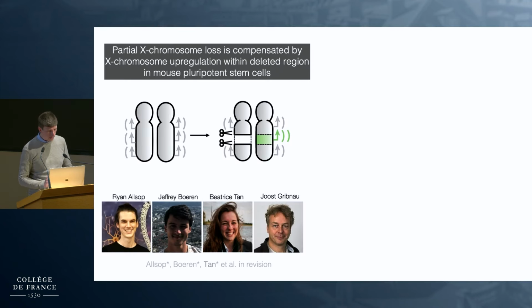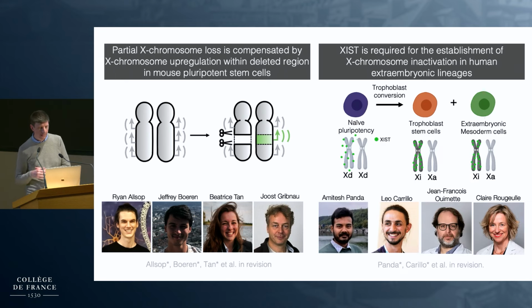So I want to summarize what I said so far. In the first part, we saw that partial X chromosome loss is compensated by X chromosome upregulation within the deleted region in mouse pluripotent stem cells. And then in the second part, we saw that XIST is required for the establishment of X inactivation in human extraembryonic lineages, and also important for the proper homeostasis of the human extraembryonic lineage.